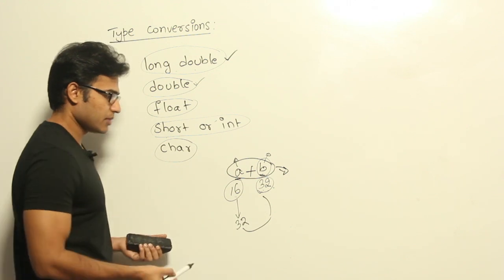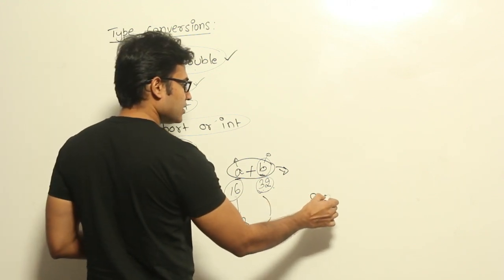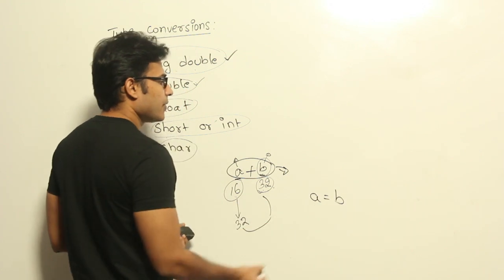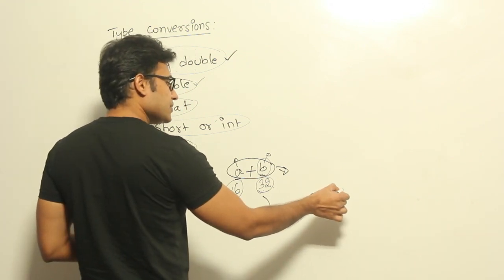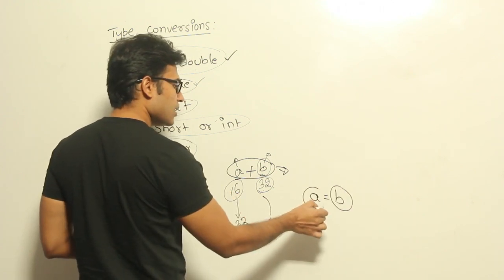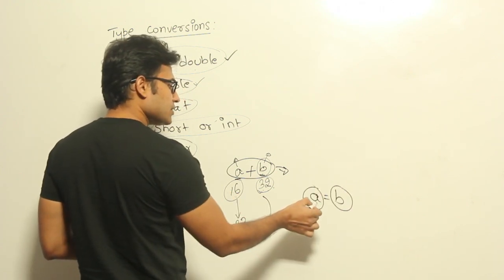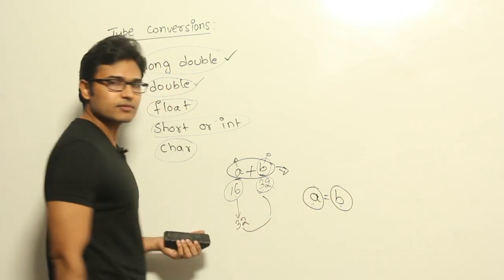And the second type of type conversion is in assignments. Let us say you have an assignment like this, A equal to B, right? Now in this case, since we have to place the contents of the variable B into A, depending on the size of A, we have to convert it, because finally it has to fit in here, isn't it?